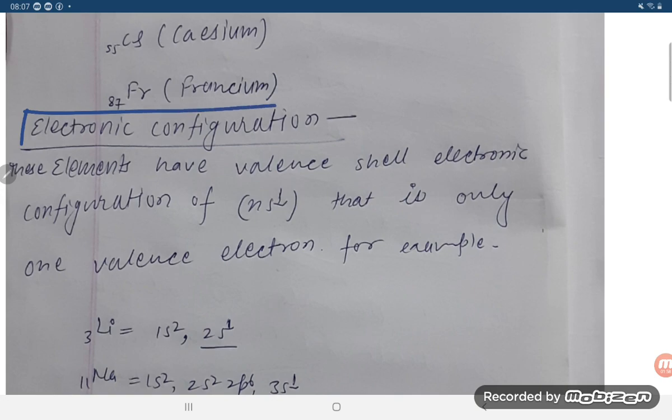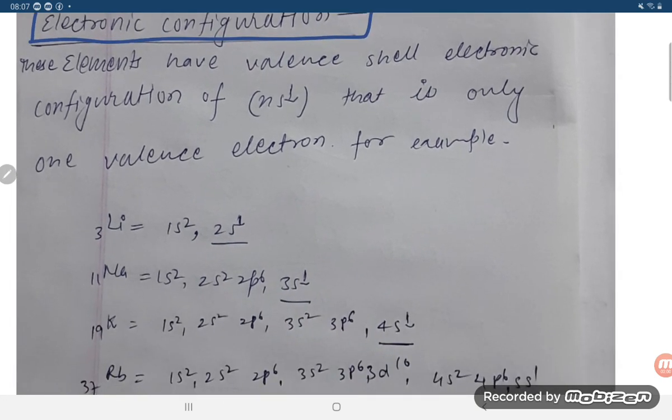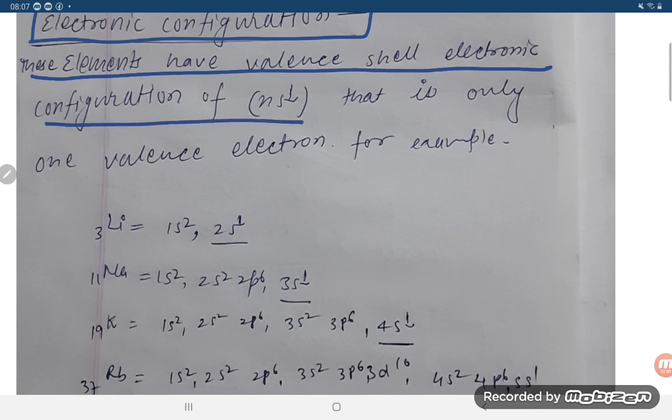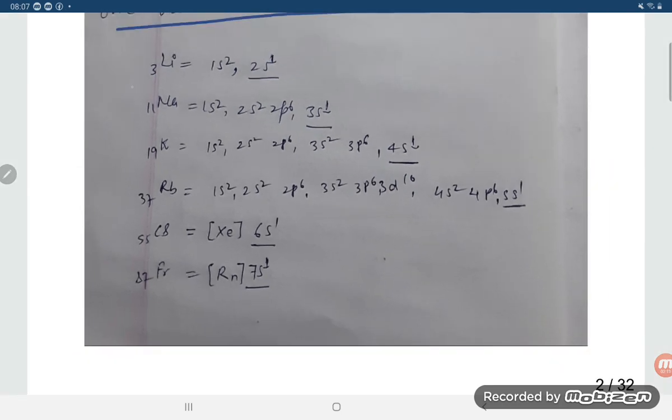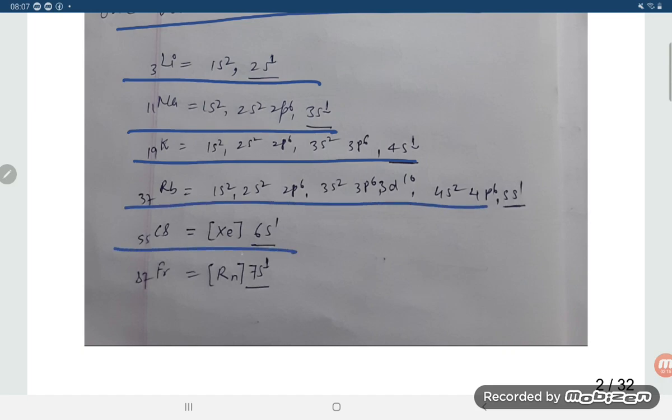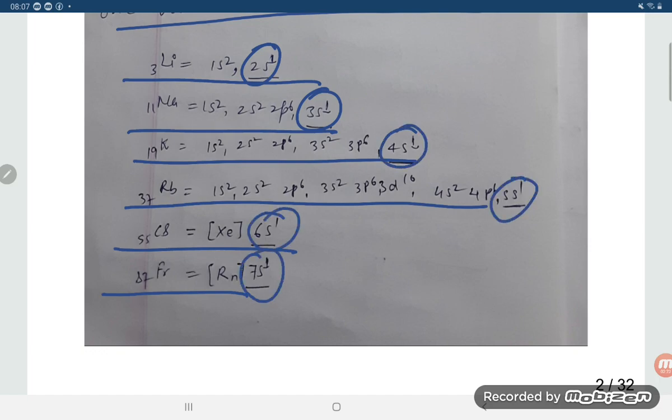Now let us look at the electronic configuration, students. These elements have a valence shell electronic configuration of ns1, that is, only one valence electron. For example, lithium, sodium, potassium, rubidium, cesium and francium. What you find here is that all have only one valence electron. Since they have the same number of valence electrons, their properties will be similar.